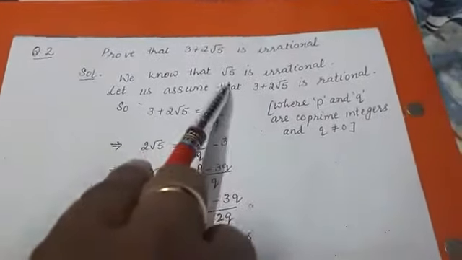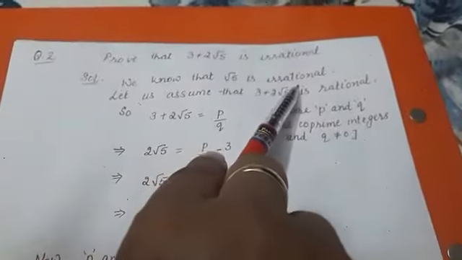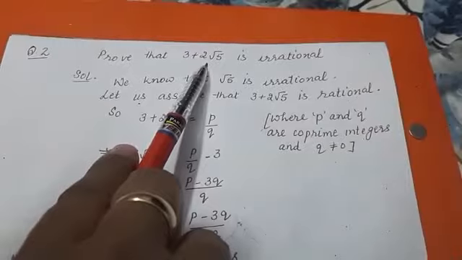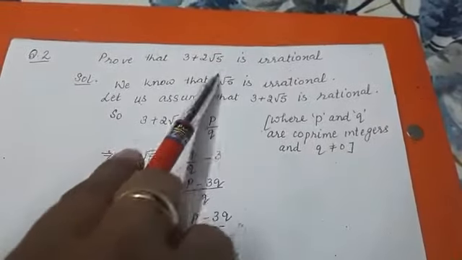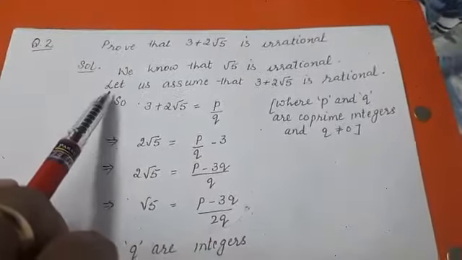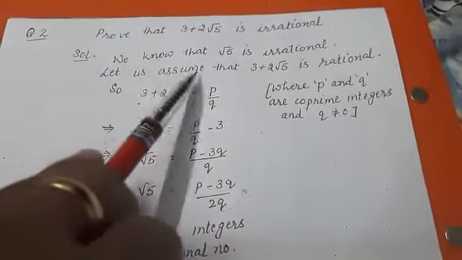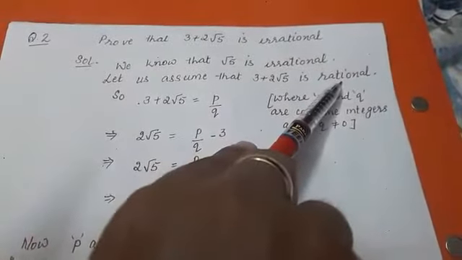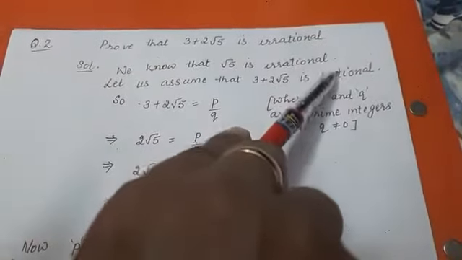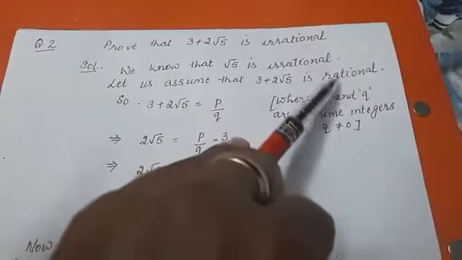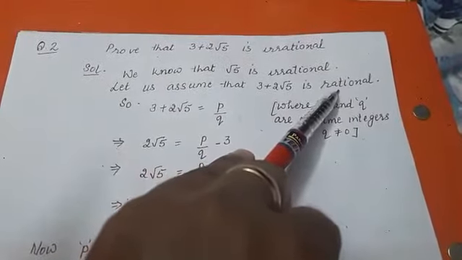We know that root 5 is irrational. And now we need to prove that 3 plus 2 root 5 is also irrational. Again, this will be done by the method of contradiction. So, I have written, let us assume that 3 plus 2 root 5 is rational. As I told you, in the method of contradiction, we take the opposite. We need to prove it is irrational, so we will assume it to be rational.